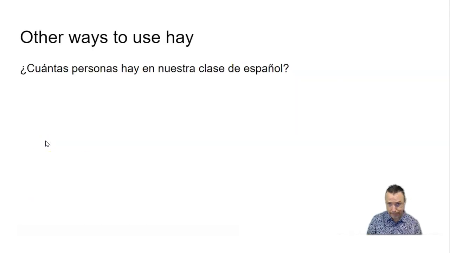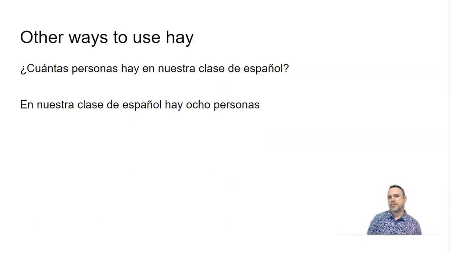So, for example, other ways to use hay. We've got a question there. ¿Cuántas personas hay en nuestra clase de español? That's a sentence question which looks complicated. It's not really if we break it down. So, ¿cuántas personas? How many people? Hay. There are. En nuestra, our clase de español, class of Spanish. Right. So, how many people are there in our Spanish class?